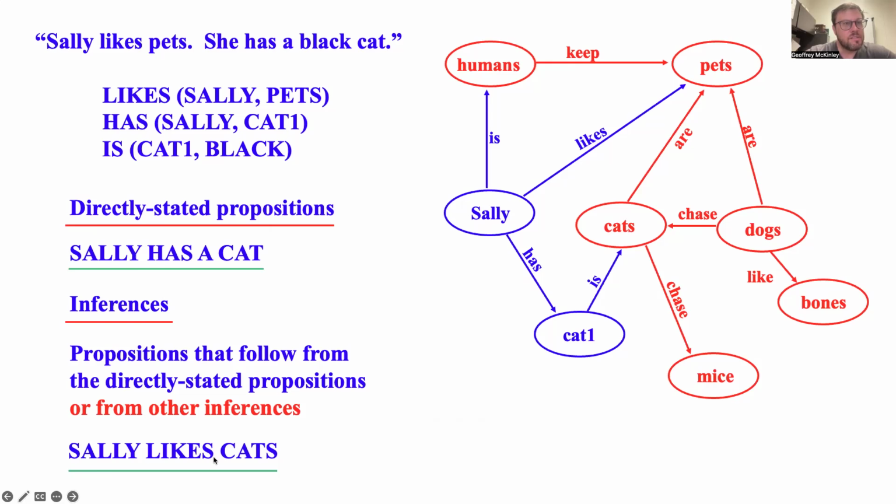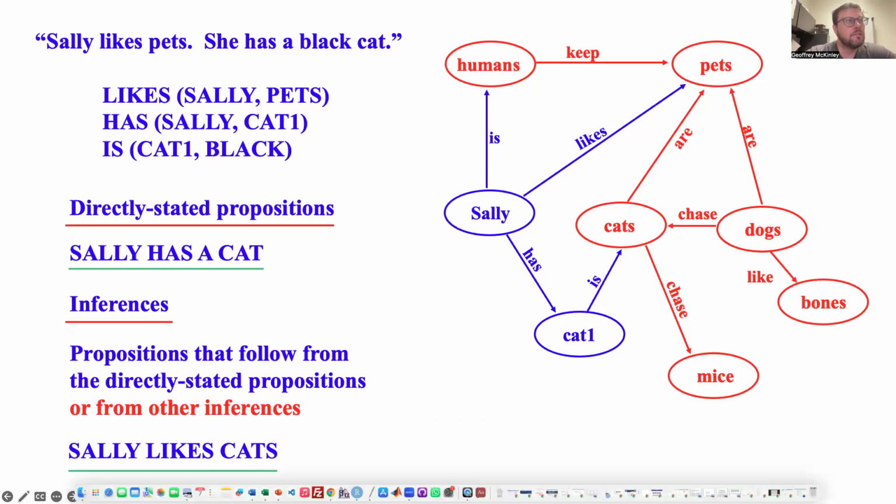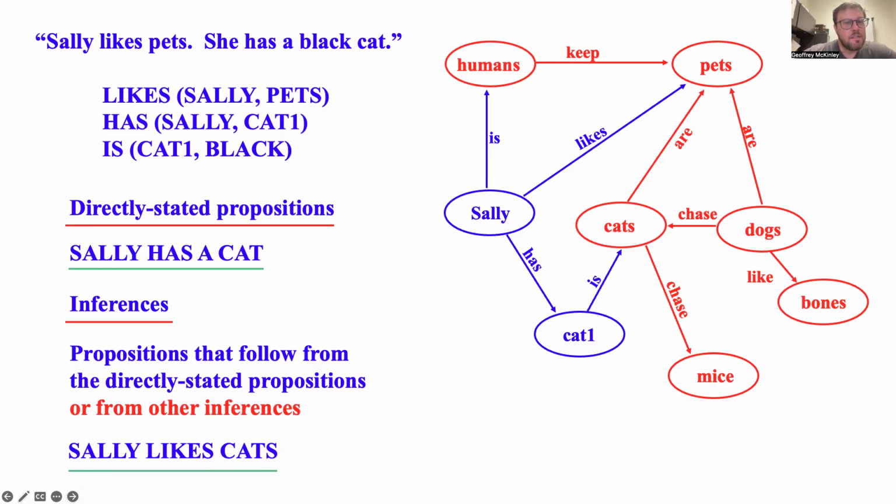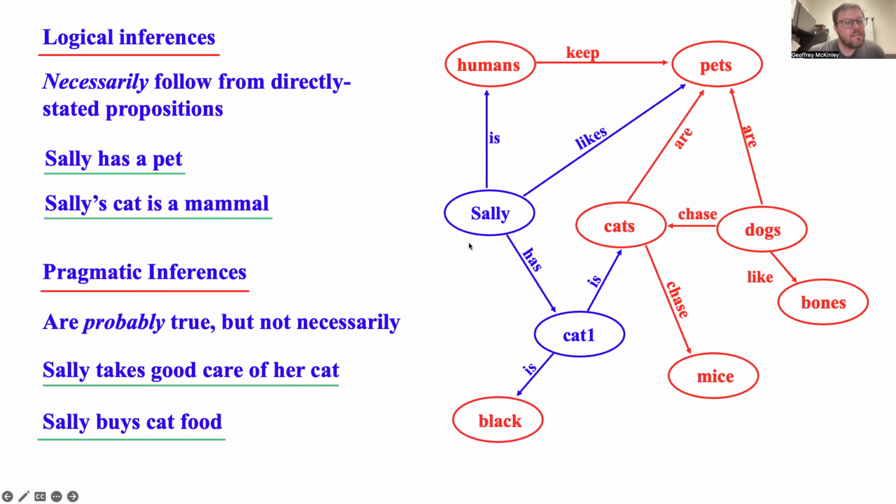So in this example, Sally likes cats. Does that follow? Well, it wasn't directly stated that Sally likes cats, but presumably, if Sally likes pets and cats are pets, then it should follow that Sally likes cats, right? Okay. And so there are logical inferences. There are two types of inferences that you could store.